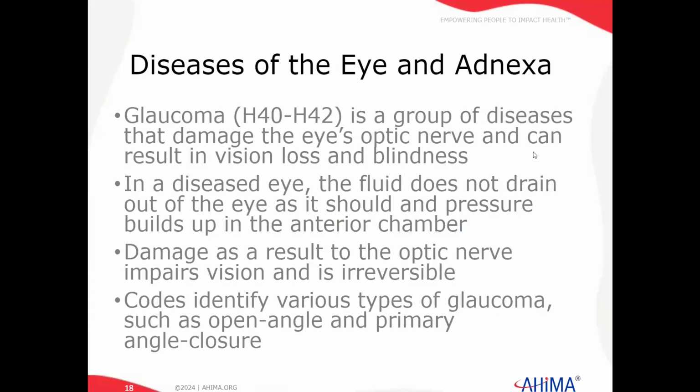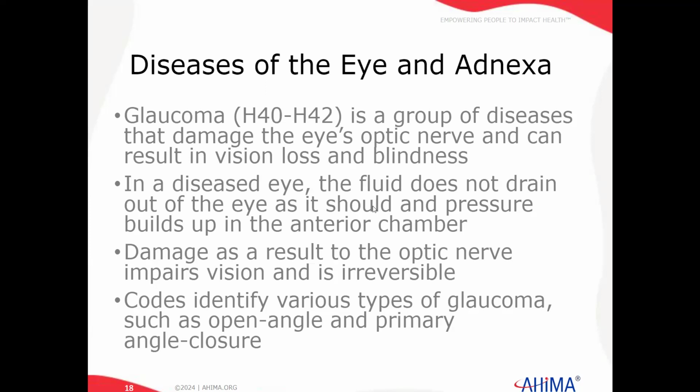Another common eye disorder that we have is glaucoma. That basically is a group of disorders that talk about the damage to the optic nerve. This is a result of increased intraocular pressures. So in these types of glaucomas, the fluid isn't draining out of the eye as it should, so it builds up in the anterior chamber and provides pressure to the optic nerve, and that's where you get the visual impairment.